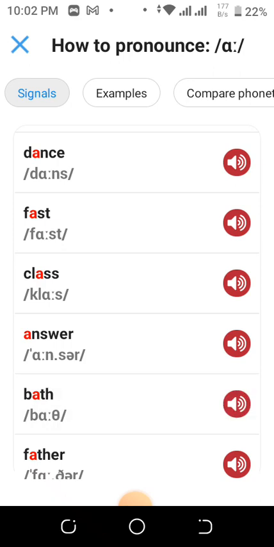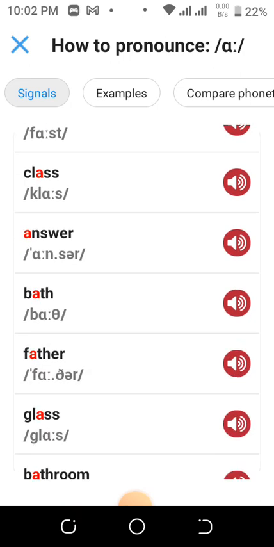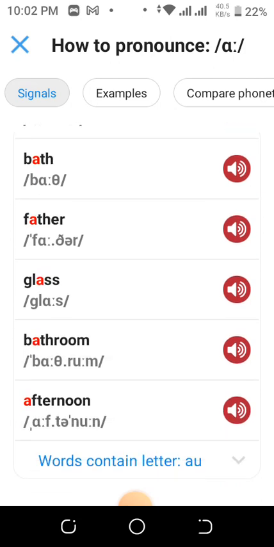The next one is bath. Bath. Bath. The next one is father. Father. Then glass. Glass. After that, bathroom. Bathroom. And after that, afternoon. Afternoon. Try to practice the pronunciation at home by repeating these words several times, inshallah.